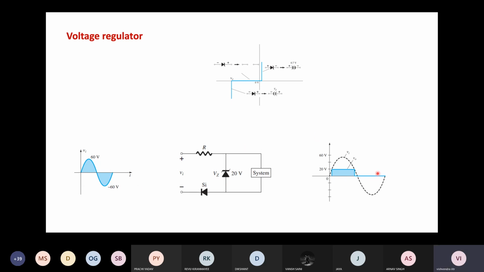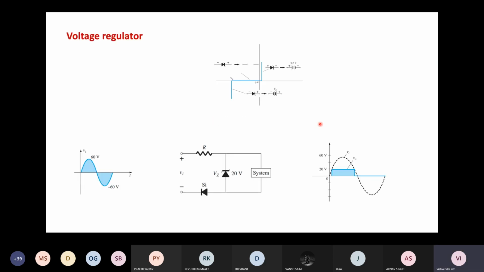And in the negative half cycle, we have a positive here. So this is open circuited, and there is no current in the circuit. So this is essentially the output, or rather, this is exactly not the output. The output would be, yeah, this is the output. This would be the output across the system. So that way, even with a fluctuating supply, we are getting a constant voltage across the system of our interest. Okay.